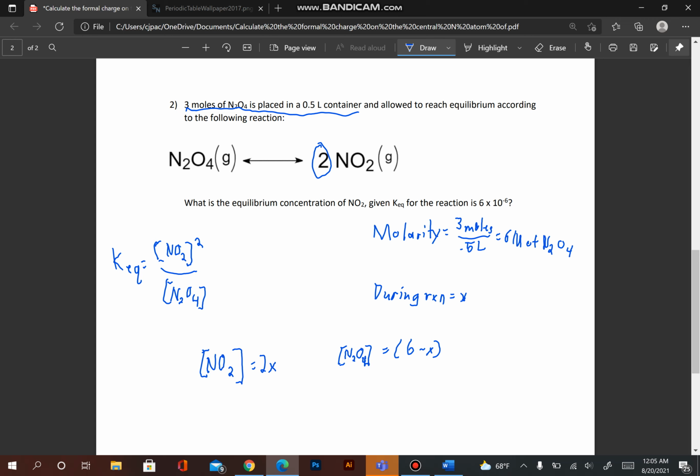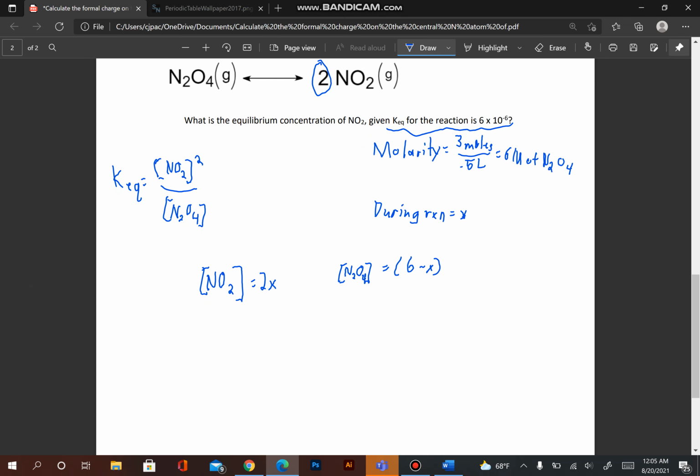Funny enough, we have all our variables which we can plug into our ultimate KEQ formula that we made earlier. We also have KEQ here, just shown in the question stem. We should get 6 times 10 to the minus 6 equals 2x squared over 6 minus x.